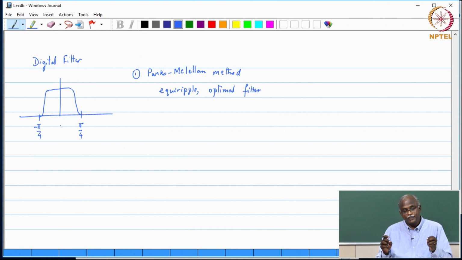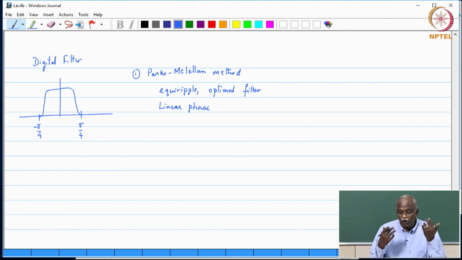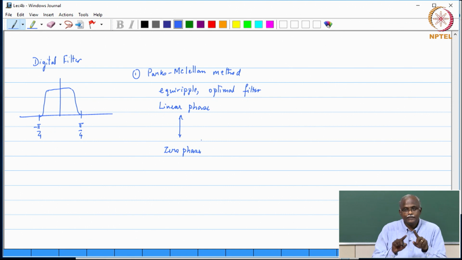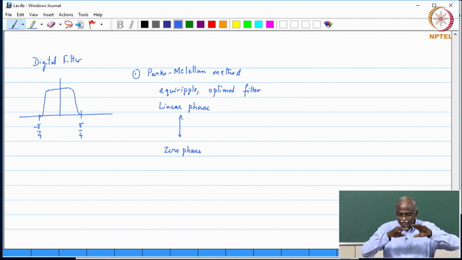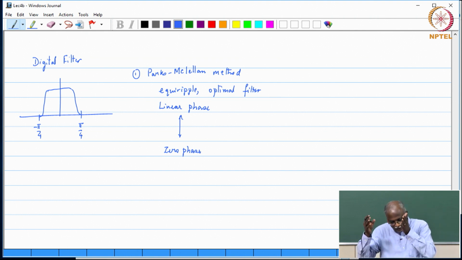The Parkes-McClellan filter is also a linear phase filter. Now, again I would like to recall to your mind, there is a relationship between linear phase and zero phase. Zero phase requires symmetry in the time domain, right. The Parkes-McClellan filters are centered around 0 and are non-causal, that is the zero phase version. But because they are finite in length, you can always shift them to get a linear phase filter. The minute you shift a zero phase filter, it will become a linear phase filter.